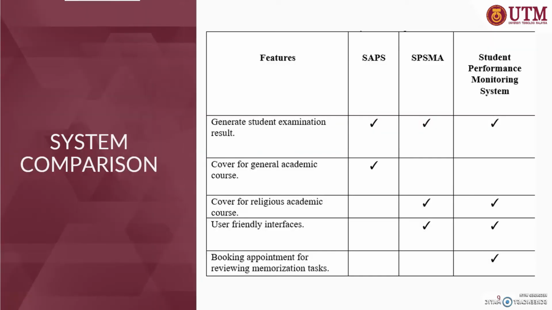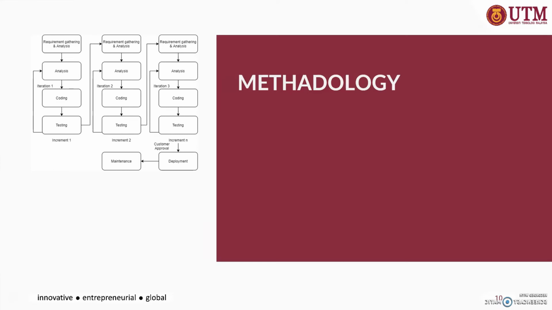This is the system comparison between both existing systems and the proposed system. For generating student examination results, both systems have this function. The first system covers only the general academic courses, while SPSMA and the Student Performance Monitoring System cover the religious academic courses. And the last one is that the Student Performance Monitoring System only will have the booking appointment for reviewing memorization tasks, or tilawah and hafazan.